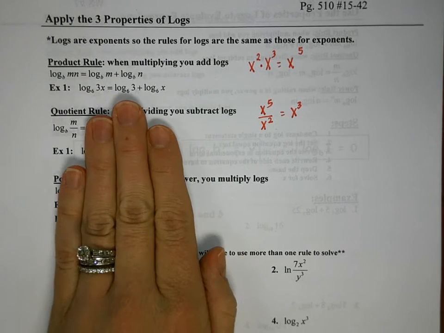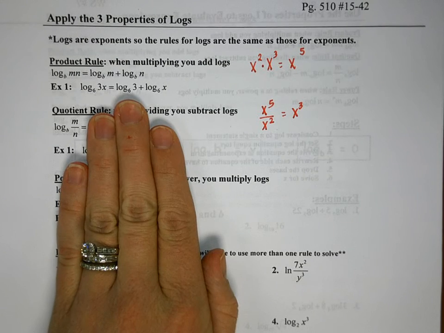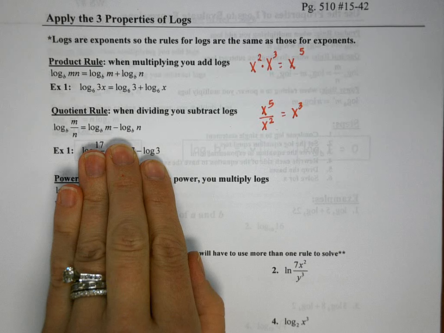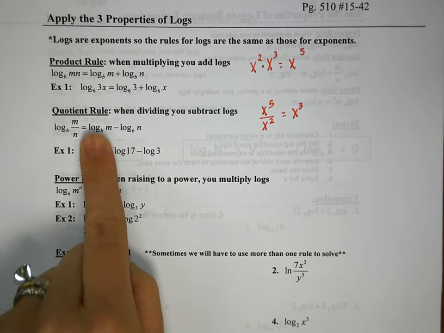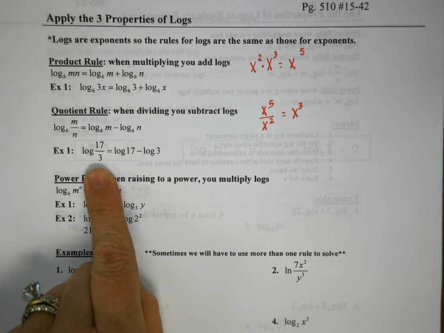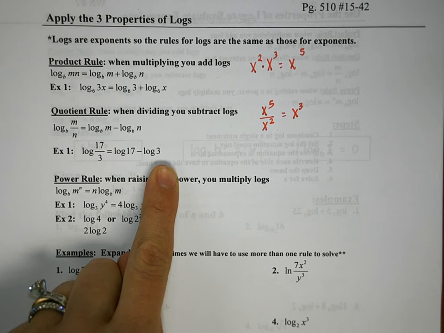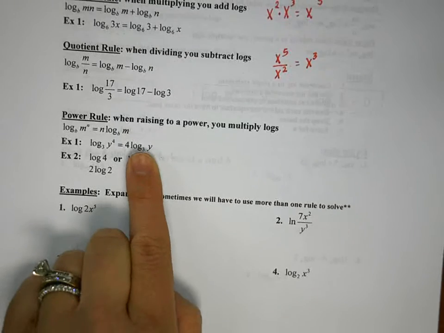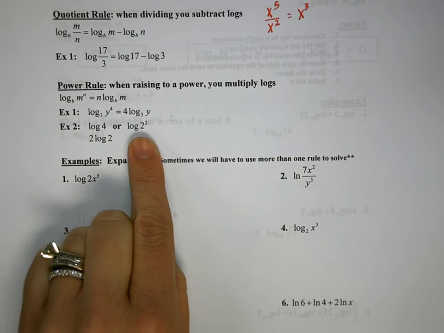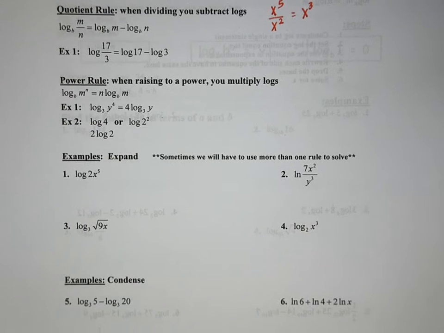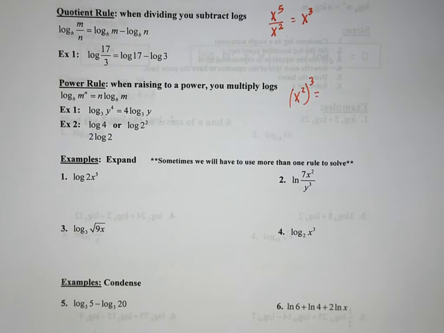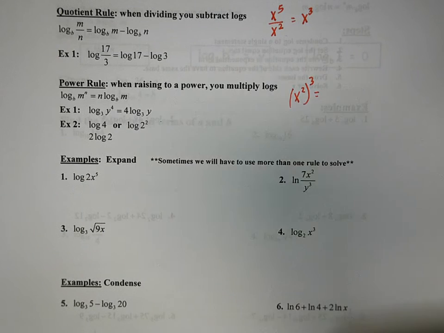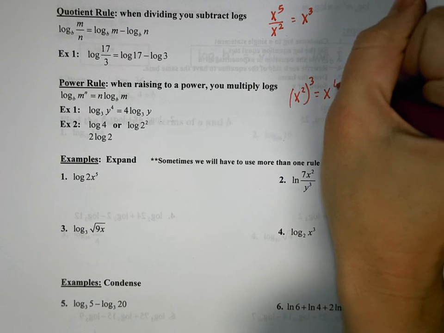See how you have log base b of m divided by n. You can change this to be log base b of m minus log base b of n. Here it is with numbers: log of 17 over 3 changes to log of 17 minus log of 3. Now remember your power rule. When raising to a power, you multiply. If I had x to the 2nd power raised to the 3rd power, you would multiply, and you would get x to the 6th.